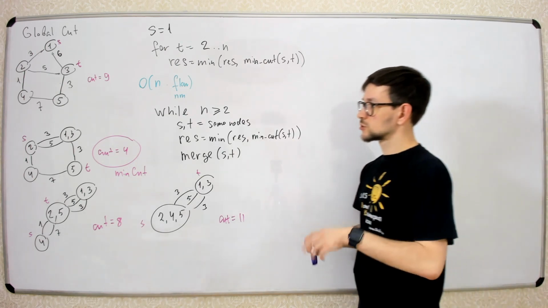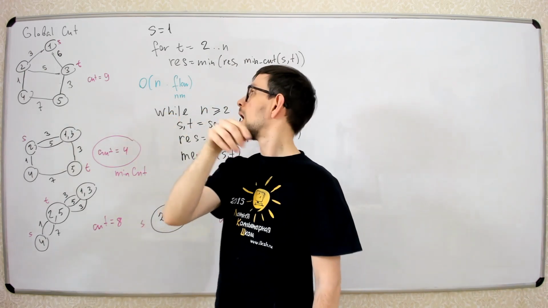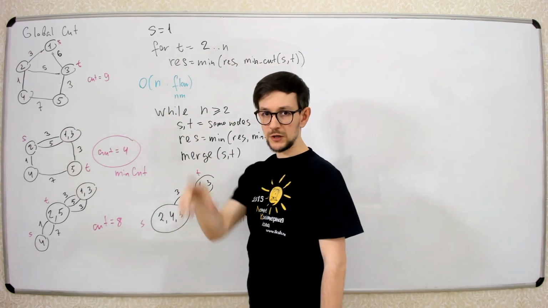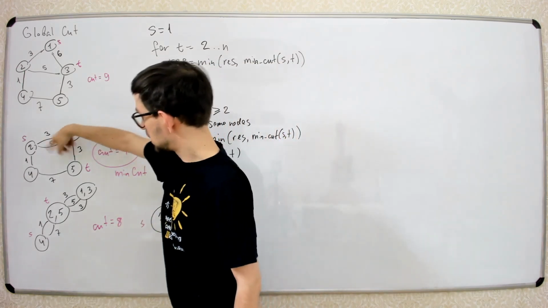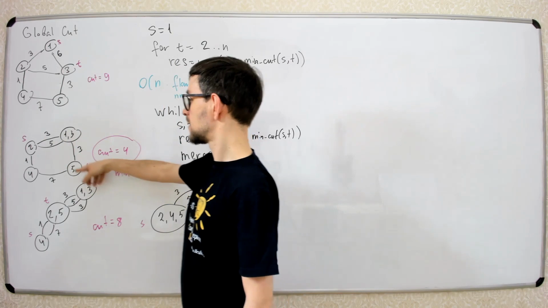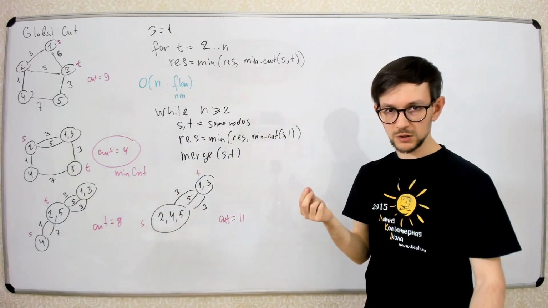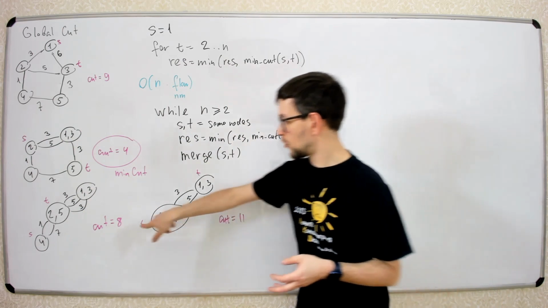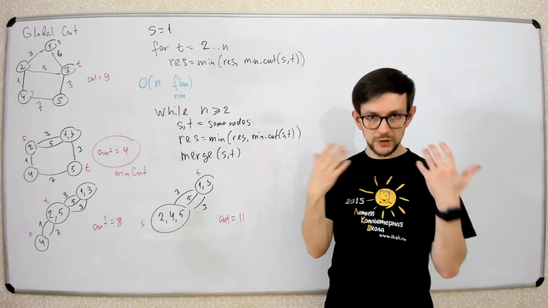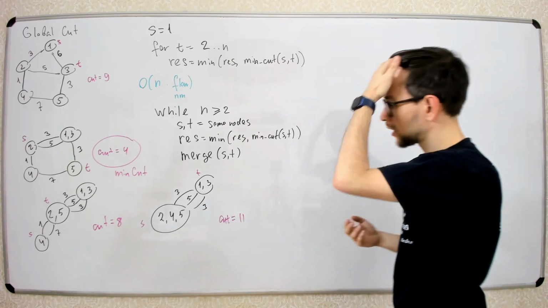So you start from your graph, select two random nodes, find the minimal cut between these two nodes, and then merge them into one. Then again, select two random nodes, find the minimal cut, merge them into one, and so on. In the end, you will have only a single node. And now you just take the minimum of all these minimal cuts. It will be the minimal global cut. Makes sense. Okay.